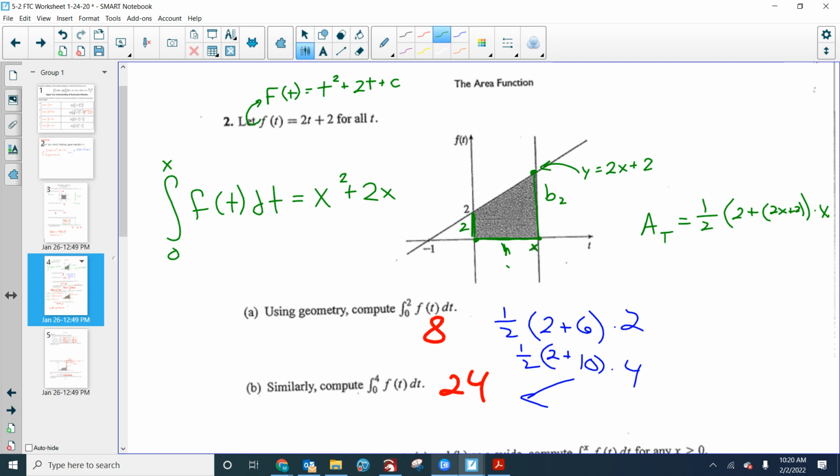Okay. Is it because the range on the integral is from 0 to x, not 0 to t? Very good. Very good.